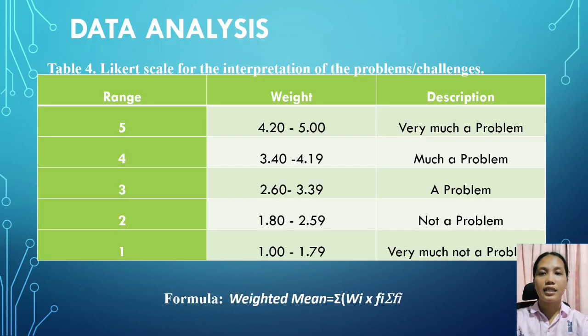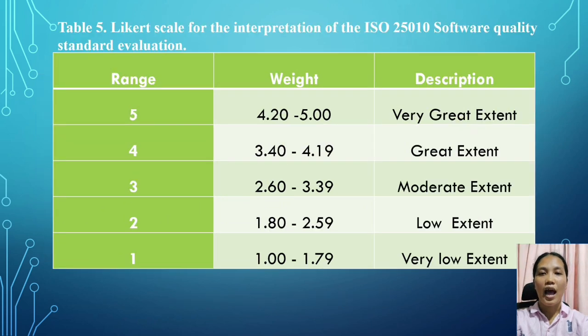Data analysis: the Likert scale will be used to interpret the survey data, and it will evaluate the severity of problems in the library system and assess how well the new system meets ISO 25010 standards. The weighted mean formula will be used to analyze responses.